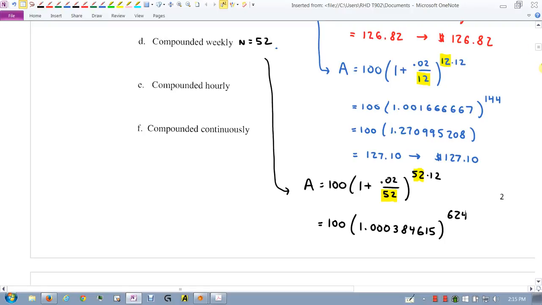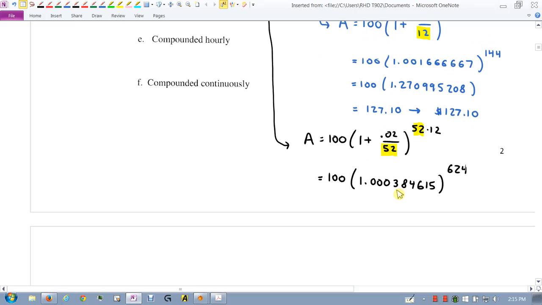You got something different? If you're good, take that number to the 624th power. 52 times 12. We're going to raise it to the 624th power.